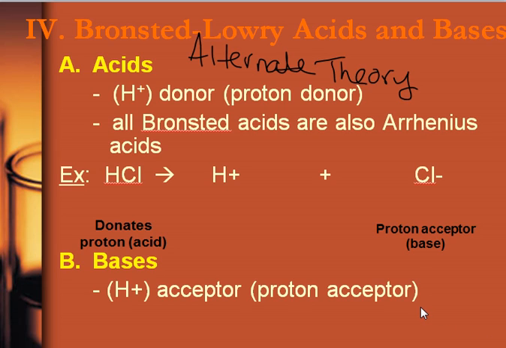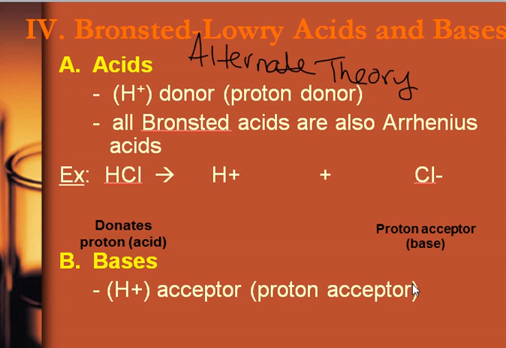This video is going to look at a second theory of acids and bases called Bronsted-Lowry acid-base theory. It's going to be called the alternate theory of acids and bases, so if you could add that into your note packet, or the other theory of acids and bases. But now they typically do not refer to it as Bronsted-Lowry. It's alternate or the other.